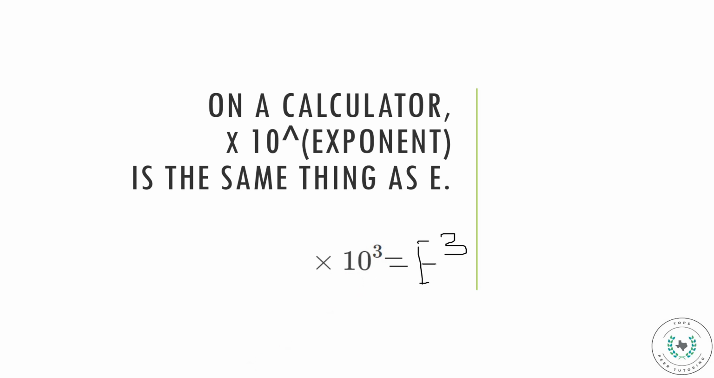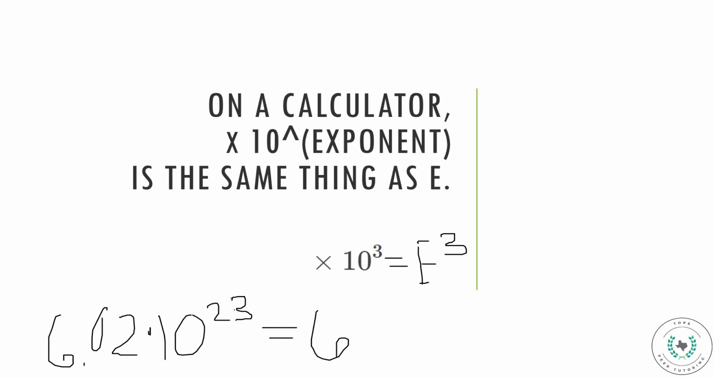A good way to see this is through Avogadro's number. If you've ever taken chemistry, you probably know that. But Avogadro's number is a value of 6.02 times 10 to the power of 23. And if you've ever tried to use a calculator like the Google calculator, you know that you can also put in 6.02 E23 and you get the same answer.